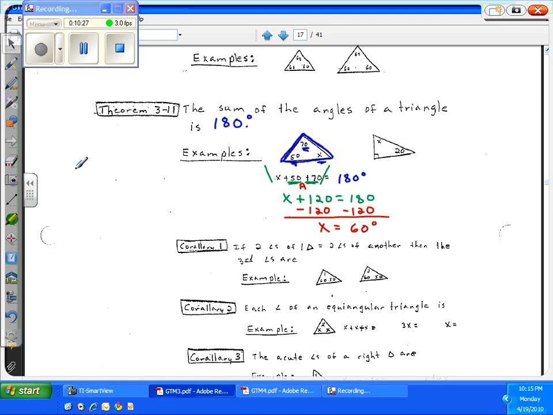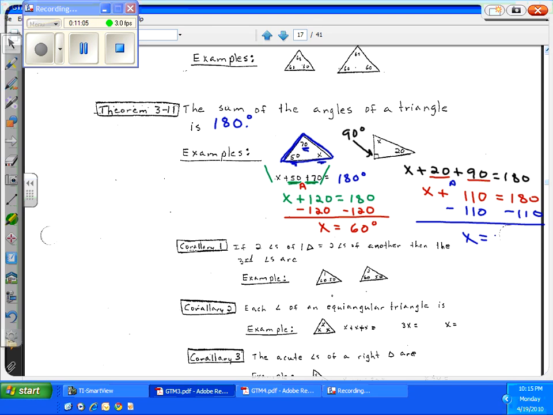In the next example, the little box tells us that that angle is 90 degrees. So we can say that x plus 20 degrees plus 90 degrees is equal to 180 degrees, because the sum of the angles of a triangle is 180. We now can combine like terms and get that x plus 110 degrees is equal to 180 degrees. We're going to now undo addition by subtraction, and we get x is equal to 70 degrees.